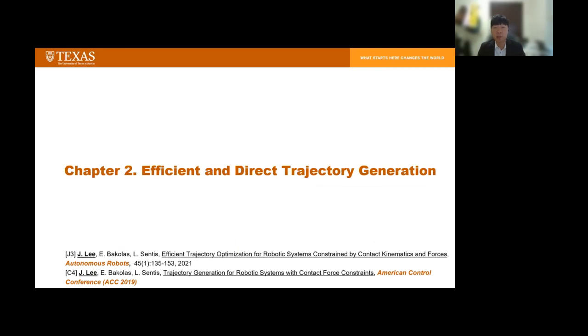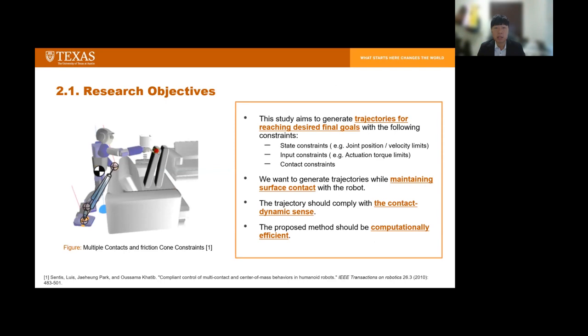I'm going to start by sharing my first study on efficient and direct trajectory generation of humanoid robots. This study aims to generate a trajectory to reach a final goal, considering the full body dynamics and complicated constraints. We consider state input and contact constraints, and joint position, velocity, and torque constraints are very practical ones in real experiments. Also, we propose a very computationally efficient method without any simplification or reduced order model, like a linear inverted pendulum model.